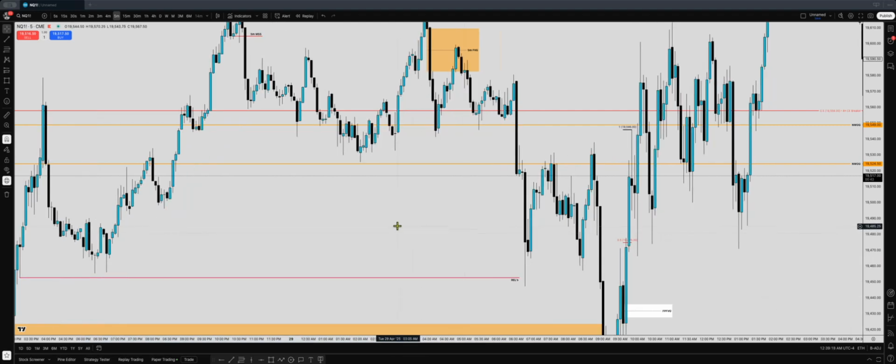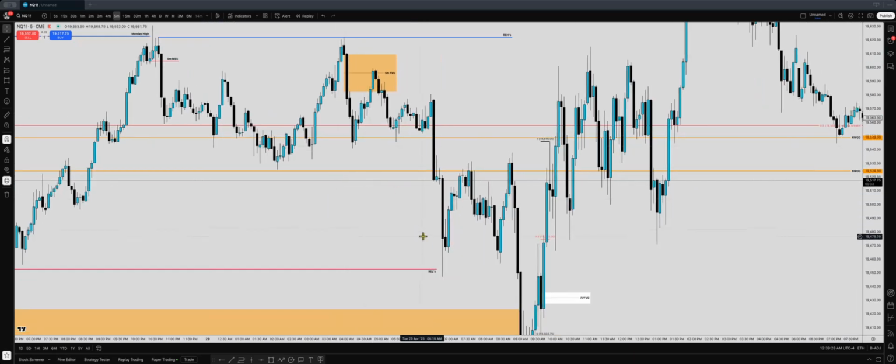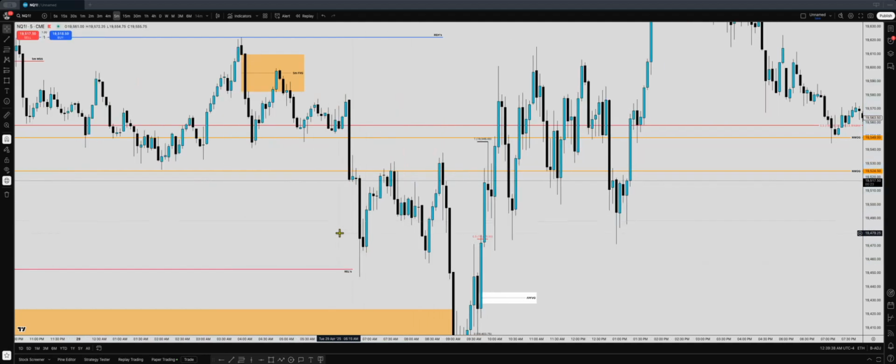So it always tends to do that, it tends to attack relative equal lows. So keep that in mind. As you can see, take it out. That would have been a really good run, assuming you held that long. It's about 143 and a half handles.